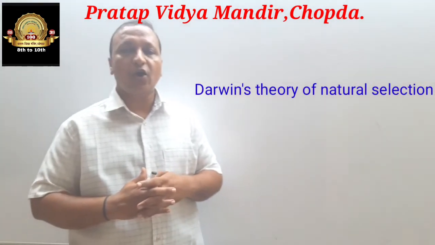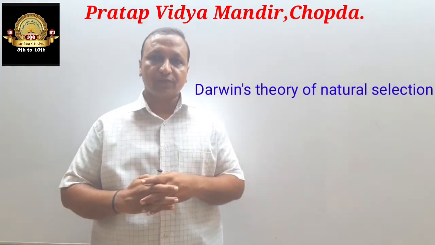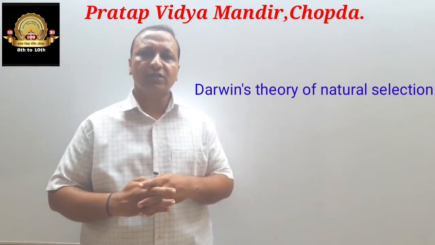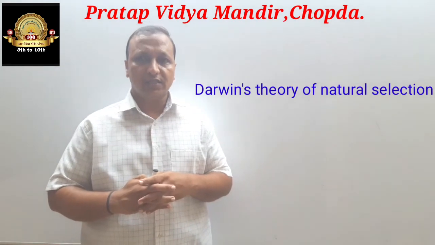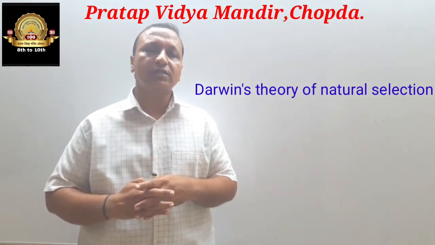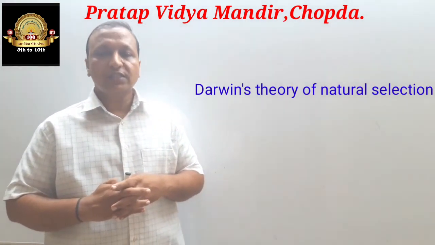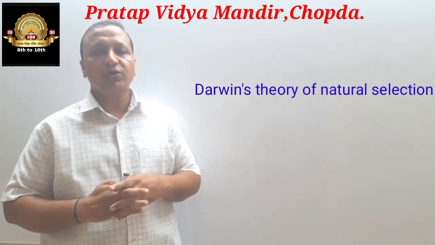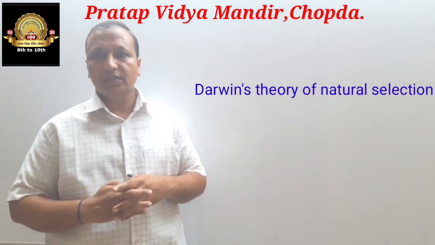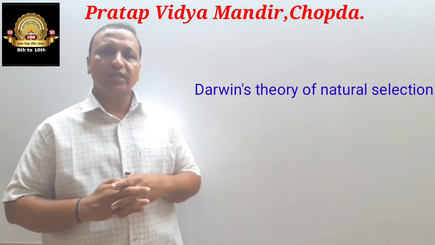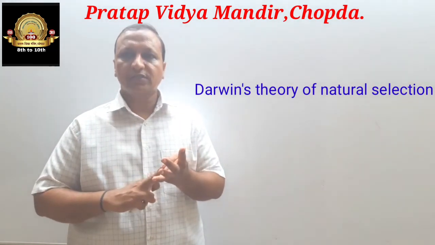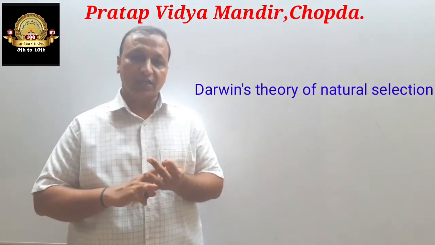Then our next topic is Darwin's theory of natural selection. Scientist Darwin proposed the theory of natural selection and it is important in the study of evolution. This theory is given in the book Origin of Species. The points of this theory: the first one is all living organisms reproduce prolifically, meaning in large amounts. The second point is there is a struggle for survival.